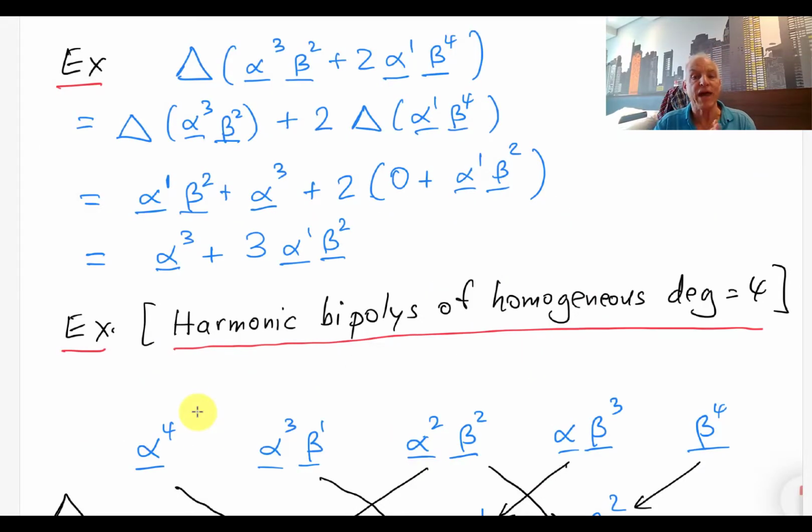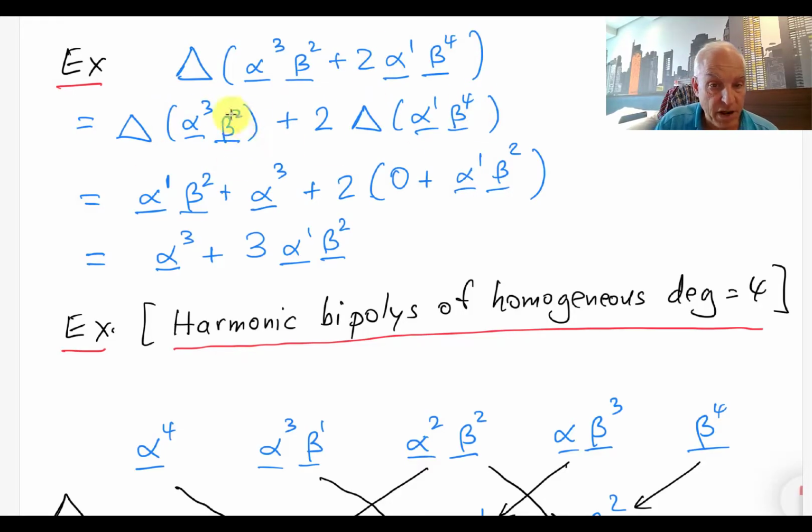Okay, so now let's have a look at an example. So here is a bi-polynomial written in this factorial form, and we're taking the Laplacian of it. The Laplacian of alpha cubed underscore beta squared underscore plus 2 alpha to the 1 underscore beta to the 4th underscore. Well, the Laplacian is linear, so it's going to be the Laplacian of this first term plus 2 times the Laplacian of this second term.